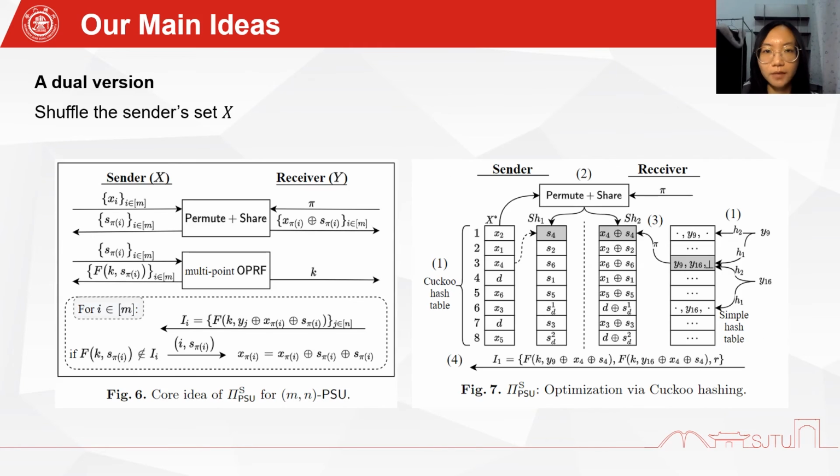In our work, we also consider unbalanced datasets. In the protocol introduced before, shuffling dominates the cost, and it is performed on the receiver side. So the protocol isn't suitable for the case where the receiver side is much larger than the sender side. In our work, we also design a dual version, which shuffles on the sender side. When the sender side is smaller, the dual version is more suitable. If you are interested in it, please refer to our paper for more details.